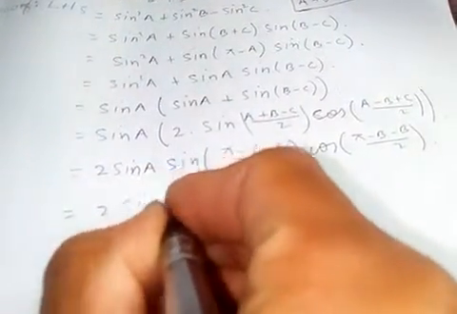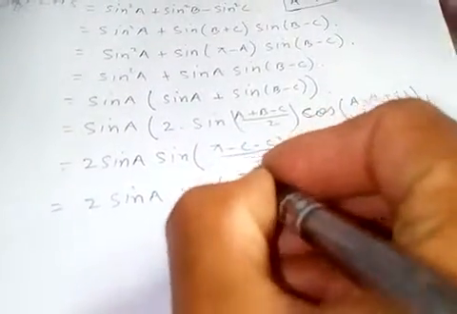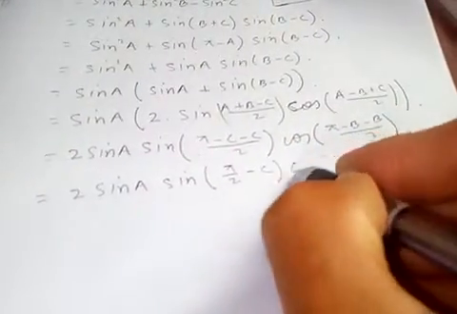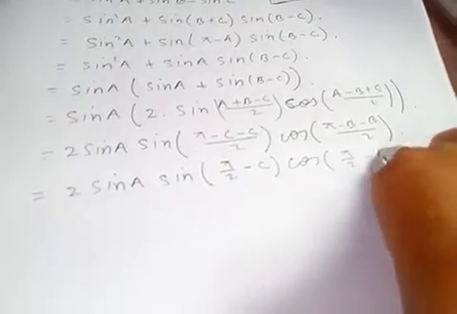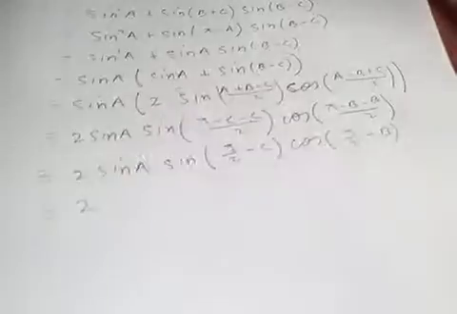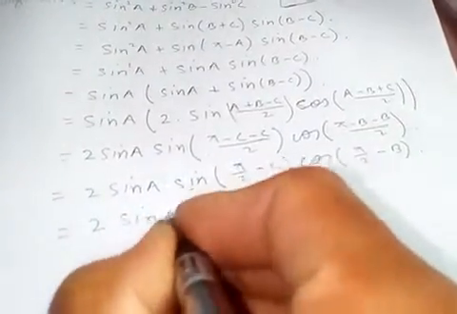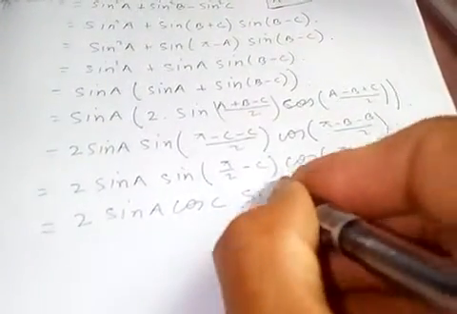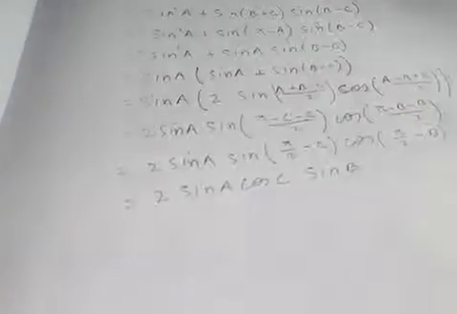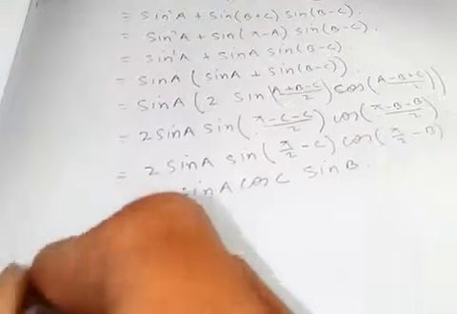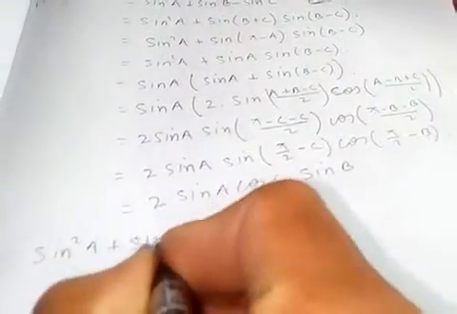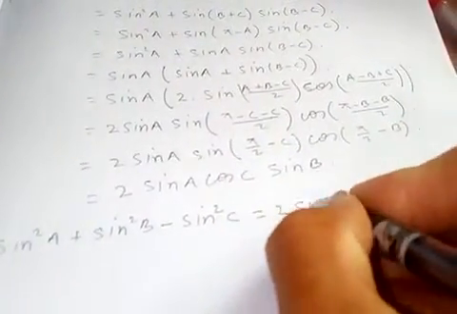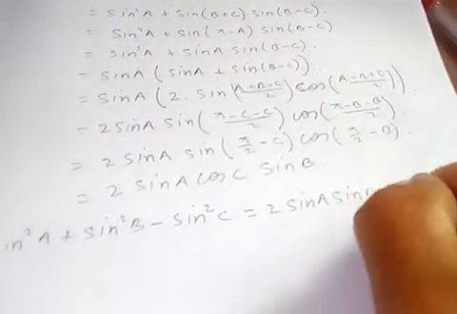And 2 sin A sin, and this can be simplified as π/2 minus this, and the 2 and this 2 cancel, so we are left with C, and here also π/2, same thing. So lastly 2 sin A, we know sin(90° − any angle) is cos of that angle, and cos of (90° − angle) is sin of that angle. So sin²A + sin²B − sin²C is equal to 2 sin A sin B cos C.